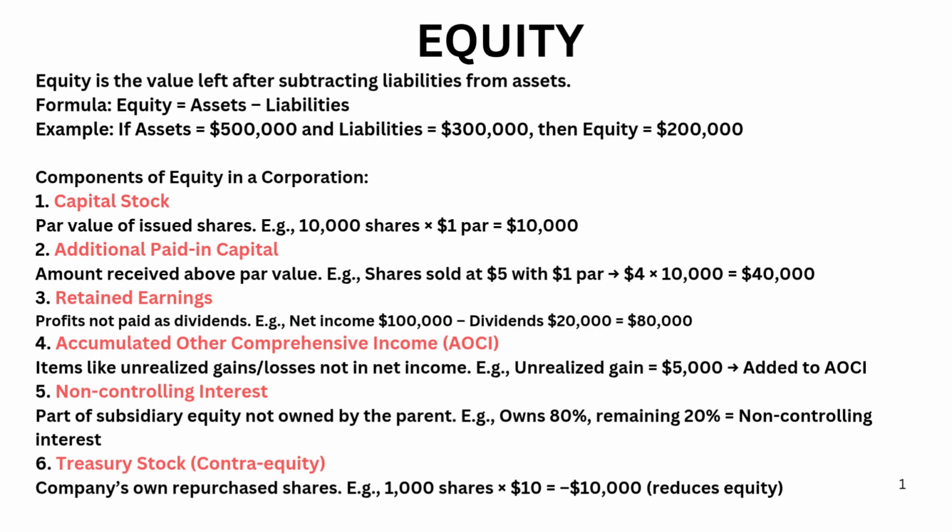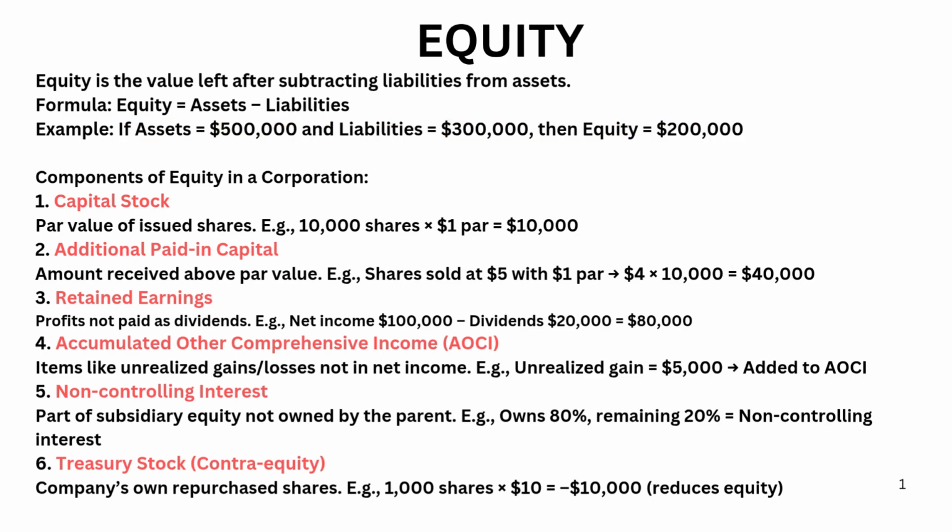We've seen assets, we've covered liabilities. Now comes the final piece of the balance sheet puzzle. Equity. Equity represents the owner's claim on the business after paying off all the debts. Think of it like this: equity equals assets minus liabilities. So if a company owns assets worth $500,000 and owes $300,000, then the remaining $200,000 is the equity, the portion that belongs to the owners.